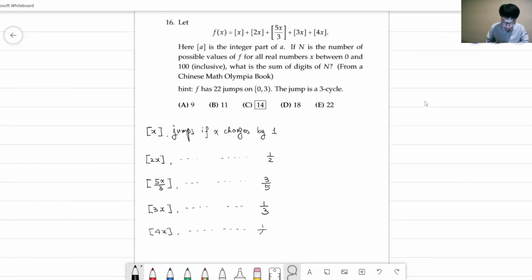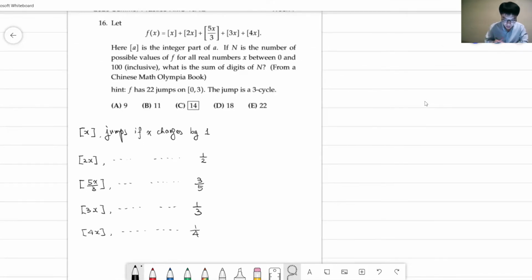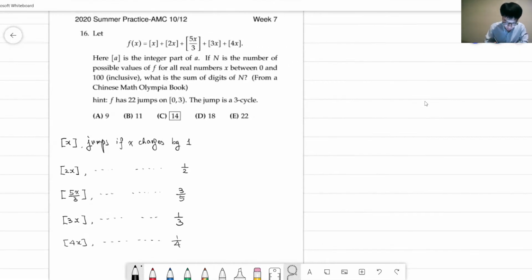When x changes by 1/4, the value changes by 1. Okay. So now let me draw some picture to show this possible point makes this value jumps.